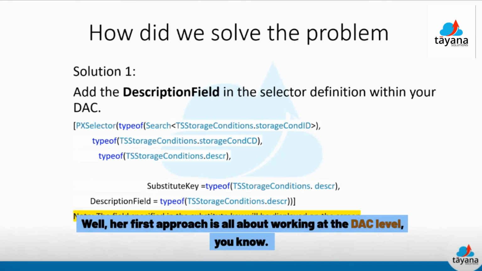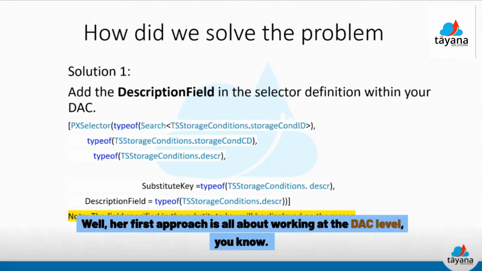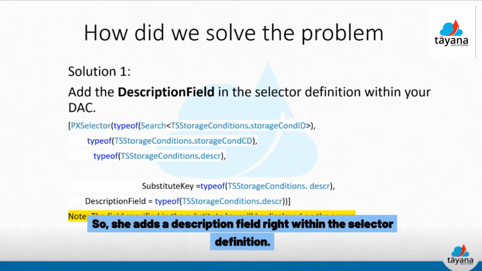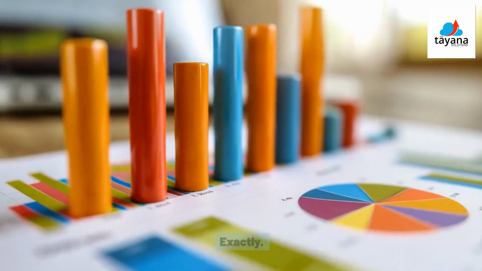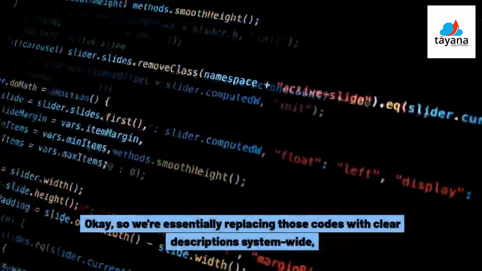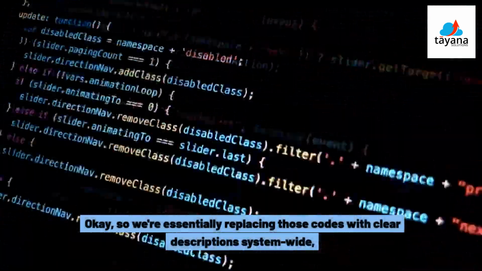Well, her first approach is all about working at the DAC level. So she adds a description field right within the selector definition. So right at the data level. Exactly. And she uses these parameters like substitute key and description field to pull in the full detailed description and display it right there in the grid. Okay, so we're essentially replacing those codes with clear descriptions system-wide.